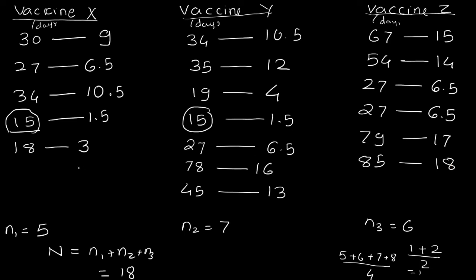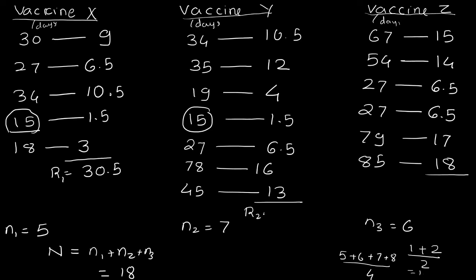Now the next thing I will do is add those ranks. Add all the ranks of vaccine X, add all the ranks of vaccine Y, and add all the ranks of vaccine Z. So now my R1 will be adding all the ranks of vaccine X, that is 9 plus 6.5 plus 10.5 plus 1.5 plus 3, which comes out to be 30.5.